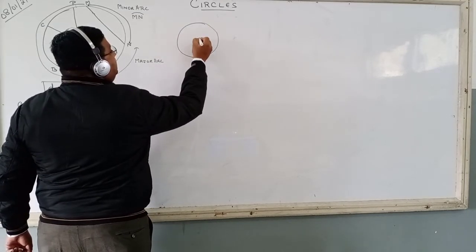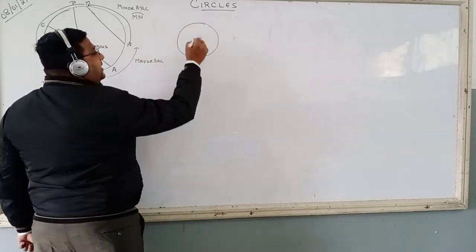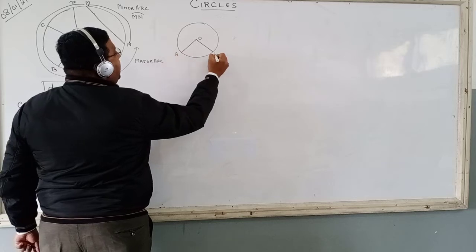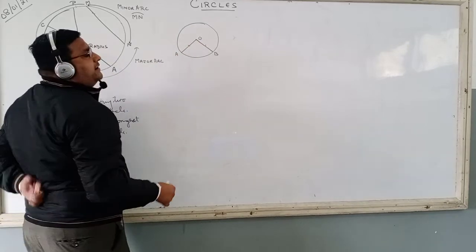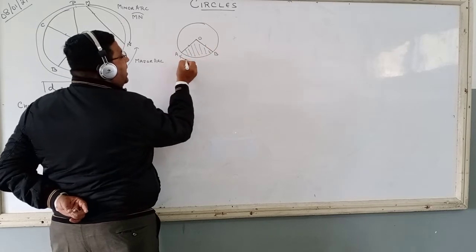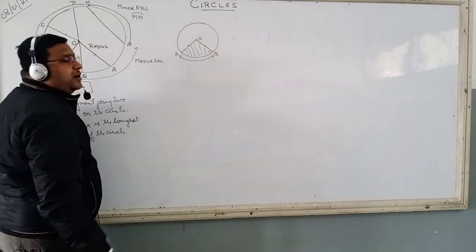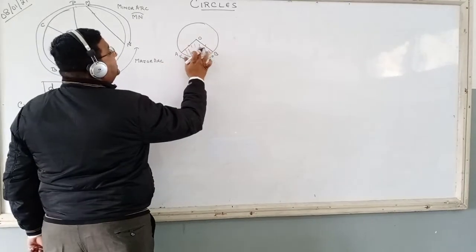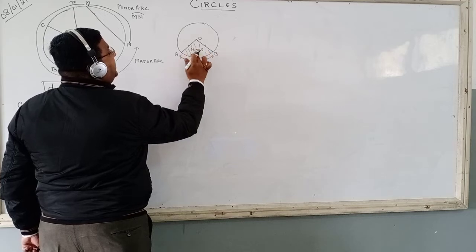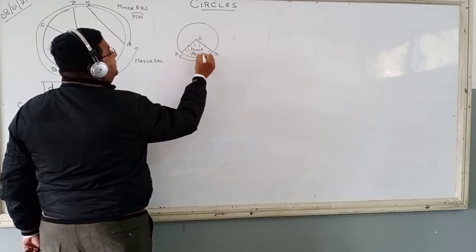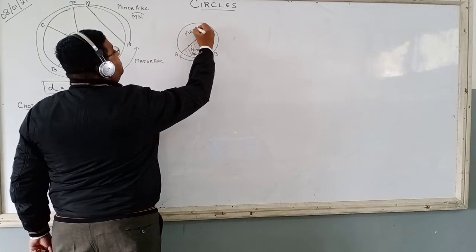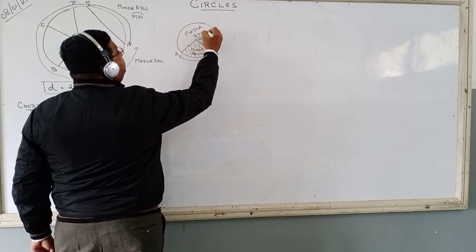This is the circle, center O, and these are two radii, OA and OB. Can you see this area that is bounded by these radii and this minor arc? The area bounded by this is your minor sector. Correct? And this unshaded region is your major sector.